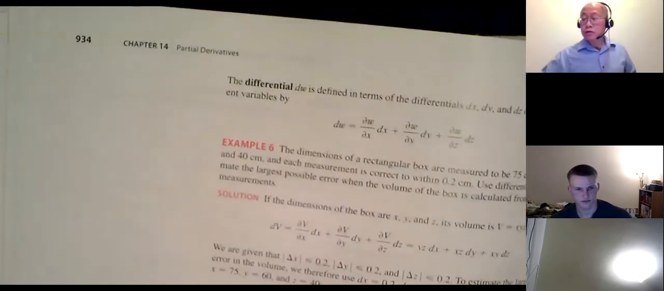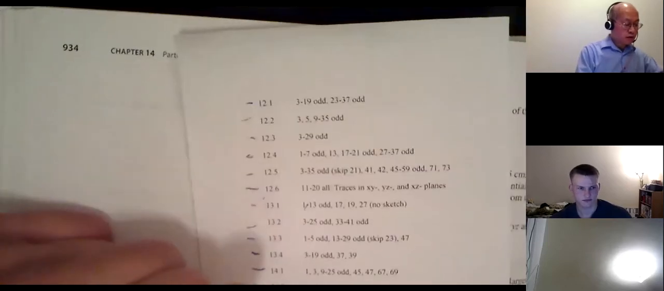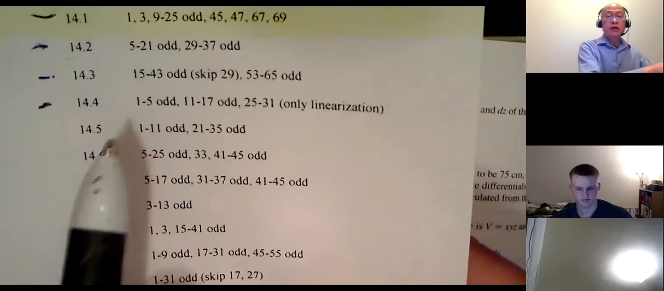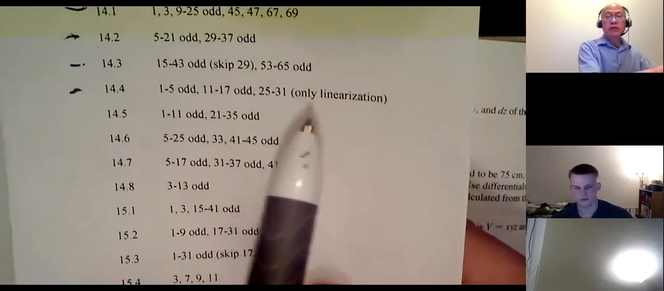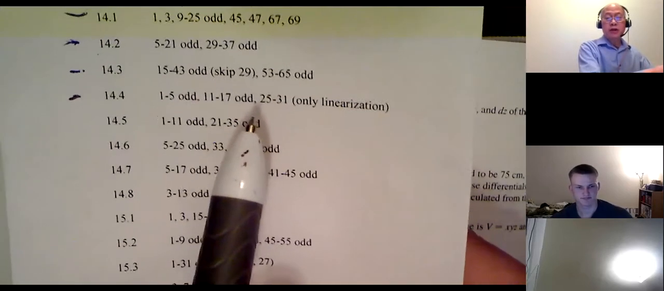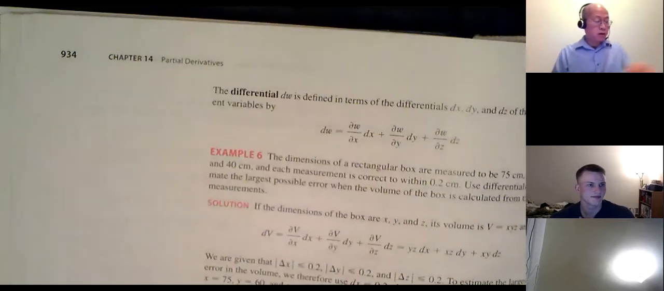Okay, so 14.4 homework. I'll go ahead and mark it here. So 1 to 5, 11 to 17, 25 to 31. Only do the linearization. Evidently for 25 to 31, it says to do stuff beyond that. Just do something called the linearization if it asks you for that. All right, so here we go. As usual, I have to show you at least one of each type.